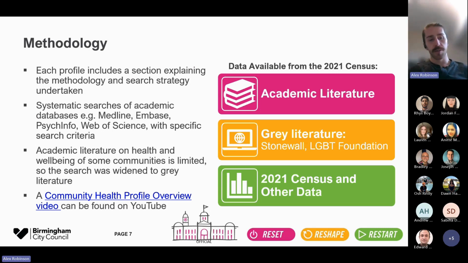So in terms of the methodology behind the community health profiles, I'm not going to go into lots of detail on this because the communities team have just developed a video that does an overview of all of the profiles and what's involved in them.